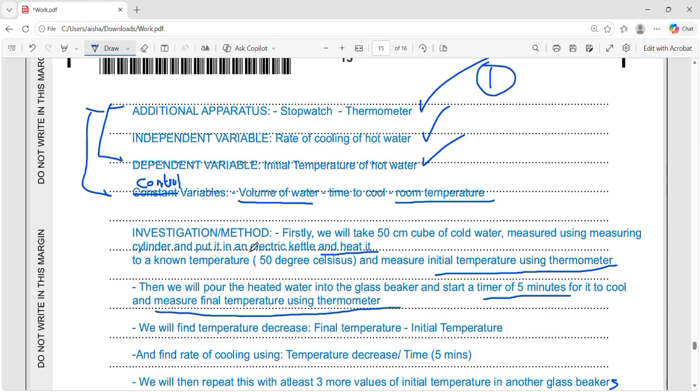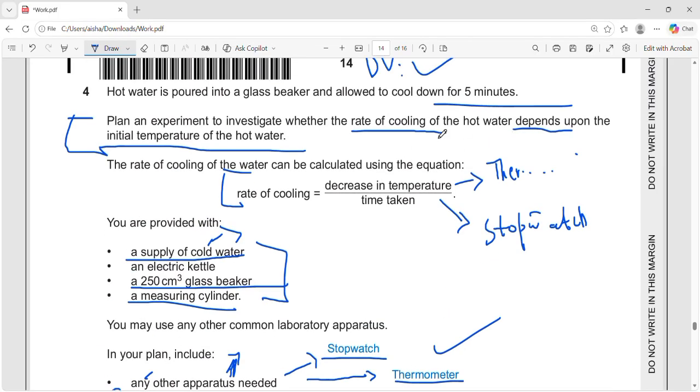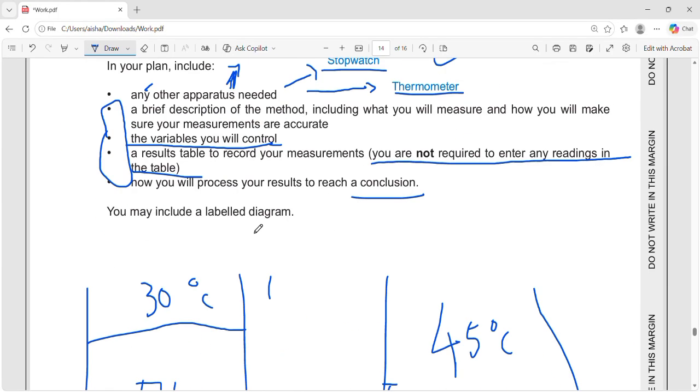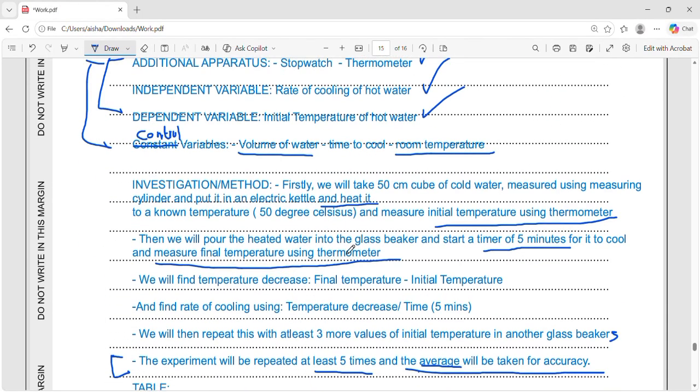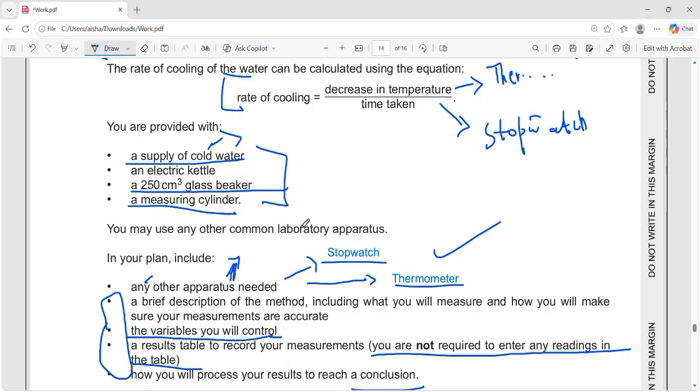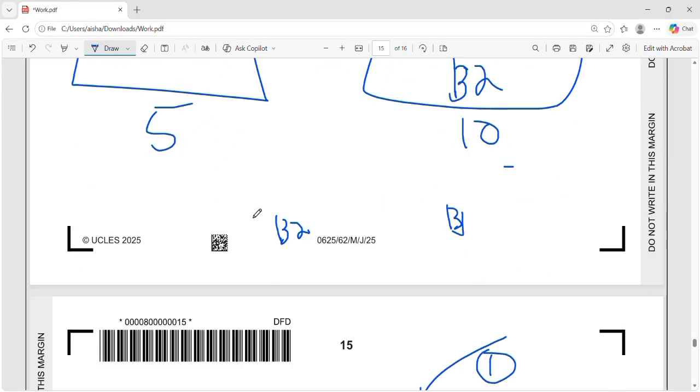Then finally the investigation and the method. Investigation is usually 2 marks. Firstly we will take 50 centimeter cube of cold water, measure it using a measuring cylinder, and put it in an electric kettle and heat it, because this is cold water and we need to heat it to hot water. So you have to mention how much volume of cold water you will take and what you will measure it with, which is the measuring cylinder as it's given here, and then put it in an electric kettle and heat it, as the electric kettle is given over here.